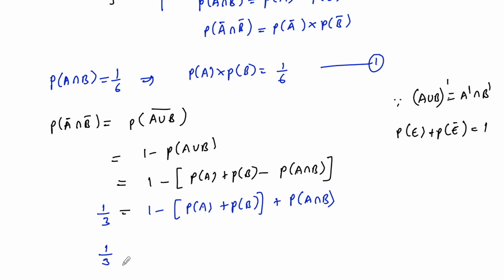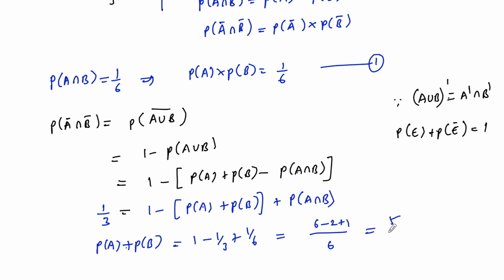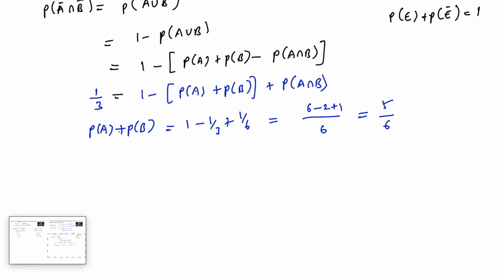So we can write 1 upon 3, or we can bring P of A plus P of B here. P of A plus P of B is equal to 1 minus 1 by 3 plus P of A intersection B, which is 1 upon 6. So LCM is 6. We can write 6 minus 2 plus 1, that is 5 by 6. P of A plus P of B is equal to 5 by 6.